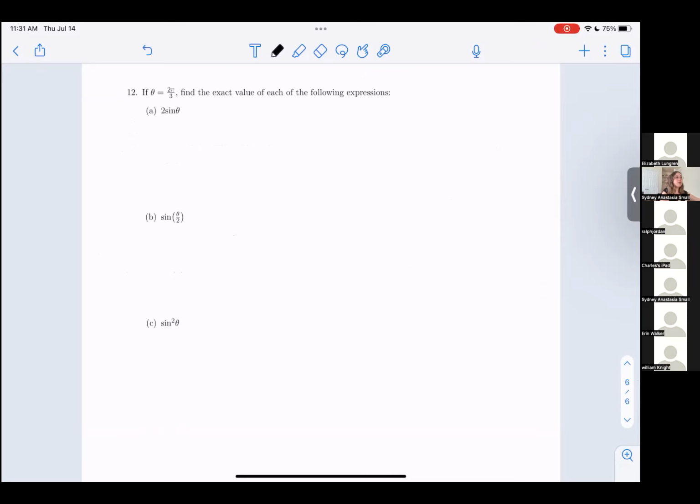So let's say we have an angle theta at 2 pi thirds. And if you remember, this is about what 2 pi thirds looks like. And I want to find the exact value of each of the following expressions. First is just 2 times the sine of theta. If you remember, the 2 out in front just means we find the sine of theta and then multiply it by 2. From the unit circle, 2 pi thirds is one of our special values, and the sine of 2 pi thirds happens to be the square root of 3 over 2. So this is just 2 times the square root of 3 over 2, which is just square root of 3.